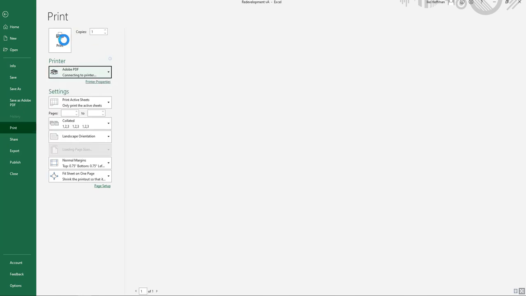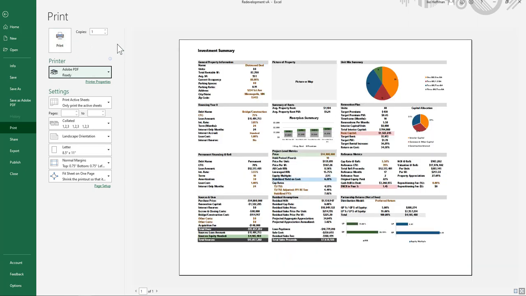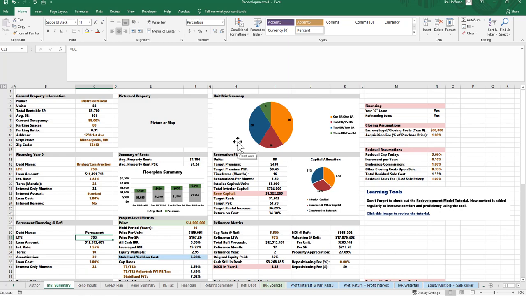Save it to your computer. Once you hit print, you'll determine which folder you want to save it in, and you can send this off to investors, partners, whoever is interested in the particular project. All pages are ready to be printed.